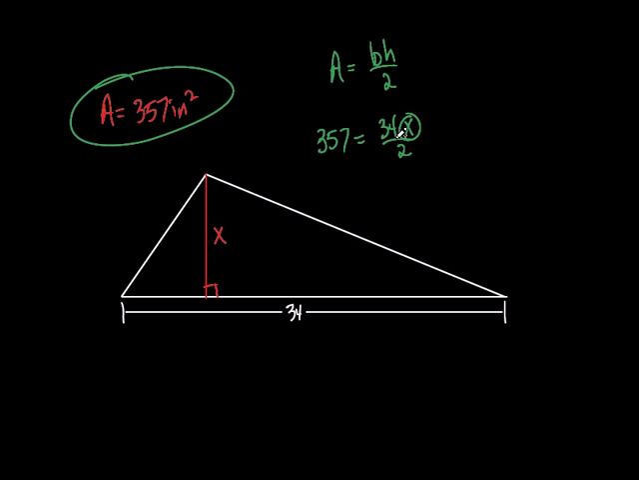You could do it a couple different ways. You could go 34 divided by 2. Let's just do it like that. 34 divided by 2 is 17. So 357 equals 17x. Divide both sides by 17 to get x by itself. Let me throw that in the calculator. 357 divided by 17, and that's 21. So x equals 21. And that would be the height right there. 34 is the base and 21 is the height. Pretty simple, I think. And that's it.